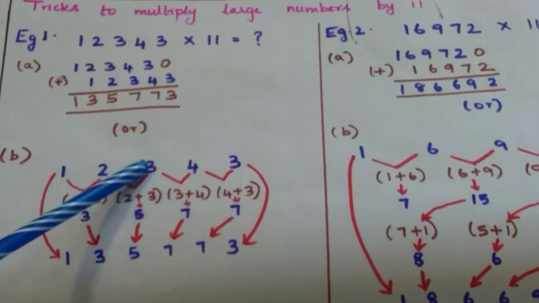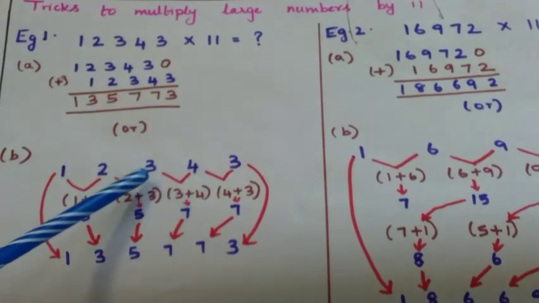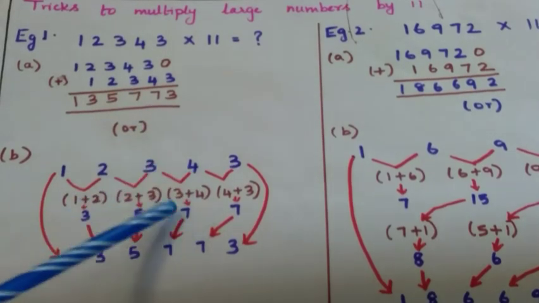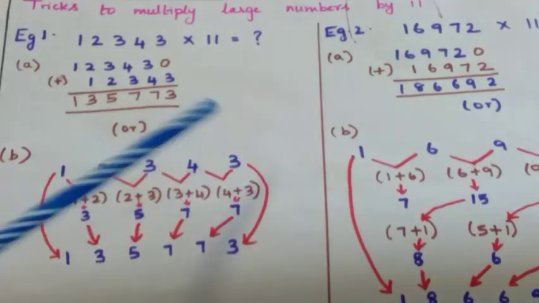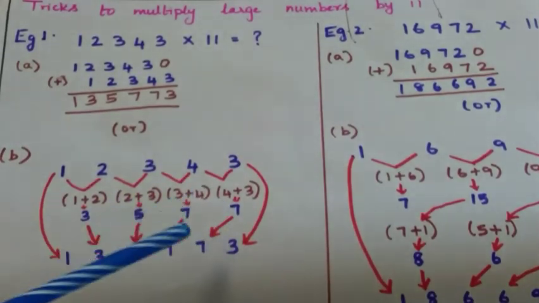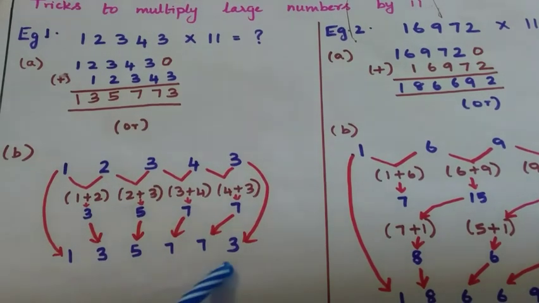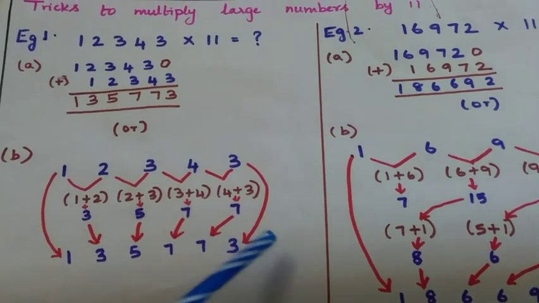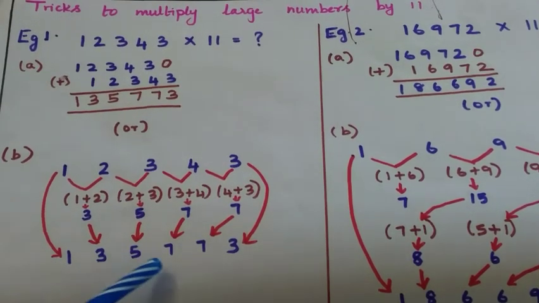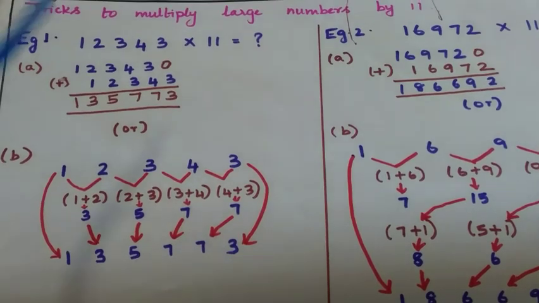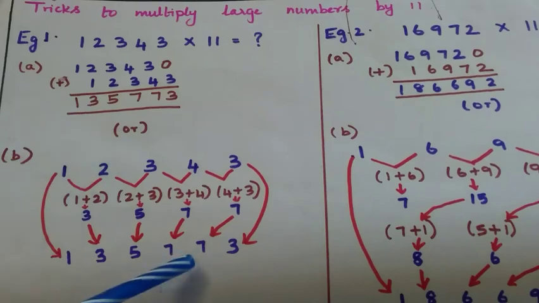Then what is 2 plus 3? It is nothing but 5. So you write down 5 here. Then what is 3 plus 4? It is 7. So you write 7 here. The last one, what is 4 plus 3? It is again 7. So you need to write 7 here. After writing all the digits in between, you obtain the final answer, which is 1,35,773. If you check these both, they are going to be the same.